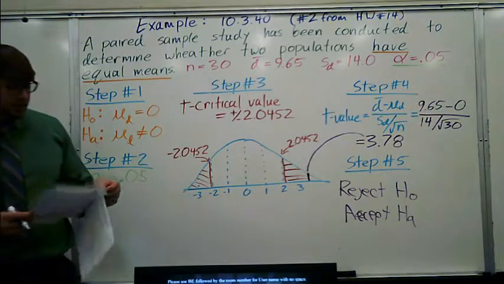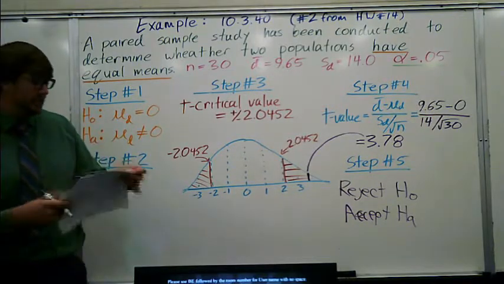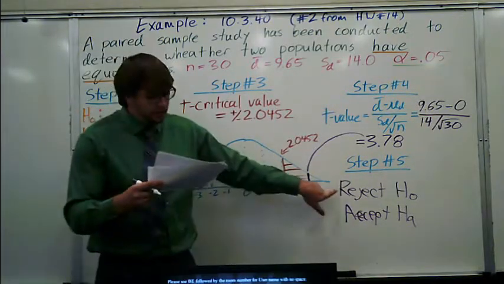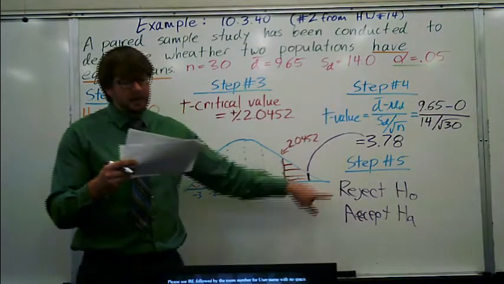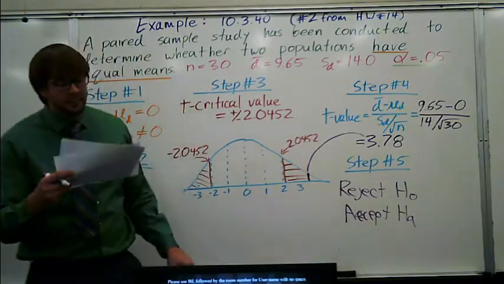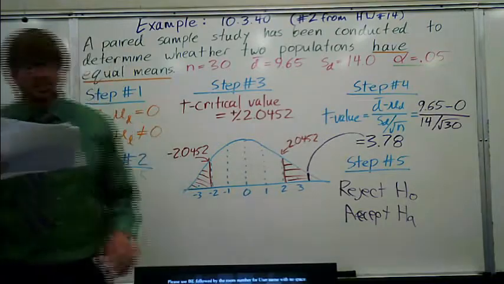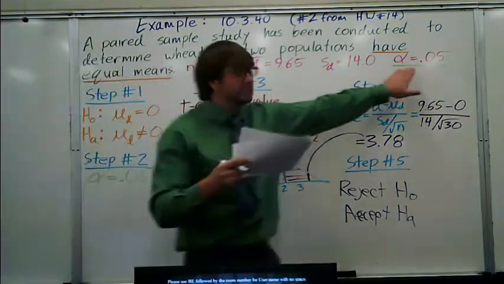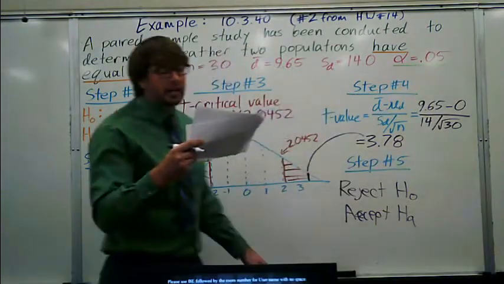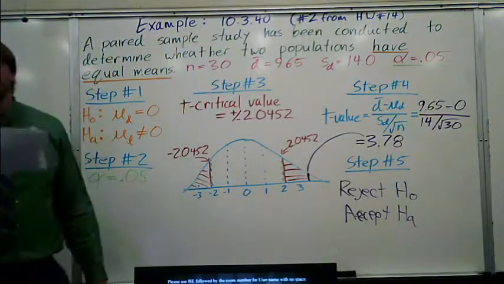State the conclusion about the hypothesis test. Of course, we reject the null hypothesis, and there is sufficient evidence at the 5% significance level to conclude that the population mean paired difference is not equal to 0.